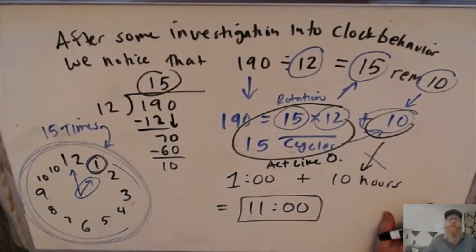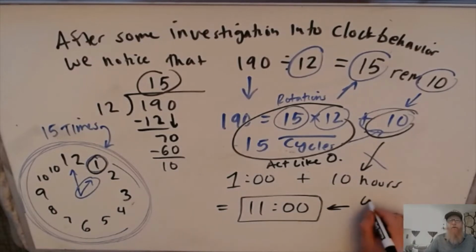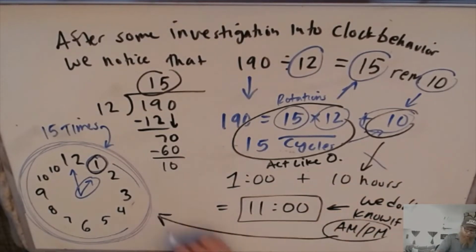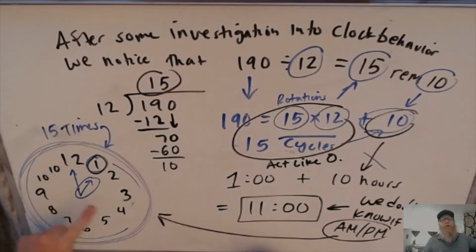Yeah. Now we won't know if it's AM or PM, because a 12-hour clock typically doesn't show you whether it's AM or PM. You have to know, is it daytime? Is it nighttime? When's the last time I looked at my clock? Most 12-hour clocks don't indicate AM or PM.